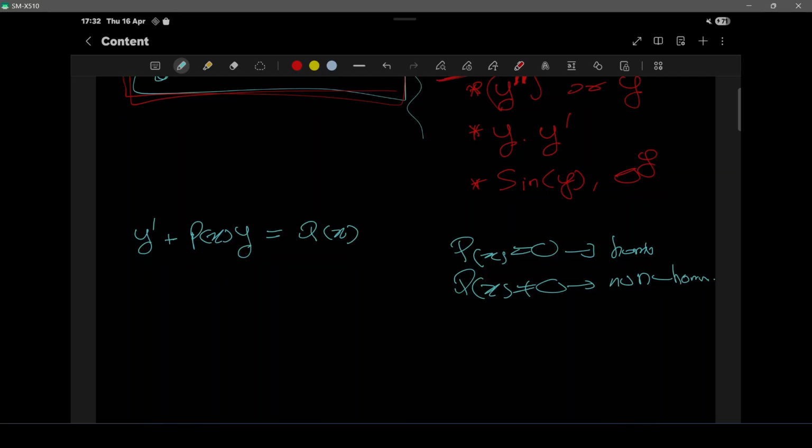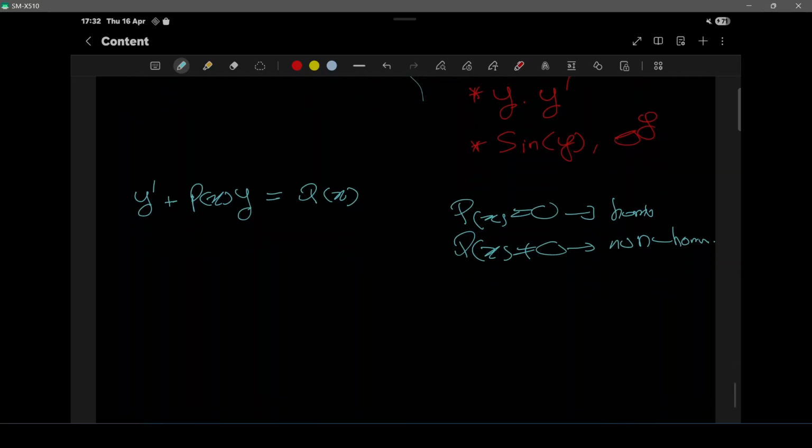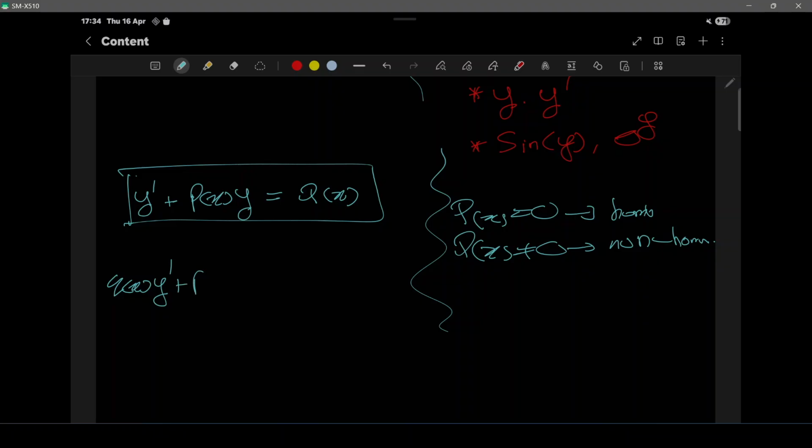Let's get started. First, to solve this differential equation, the equation must be exactly in this form, and we multiply the whole equation by another function of x, let me call it mu of x. So mu x y dash plus p x mu x y is equal to mu x times q x.